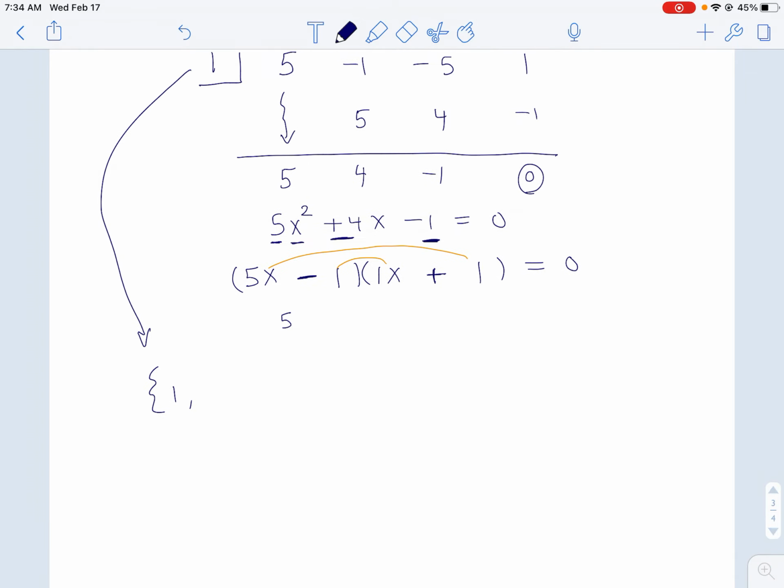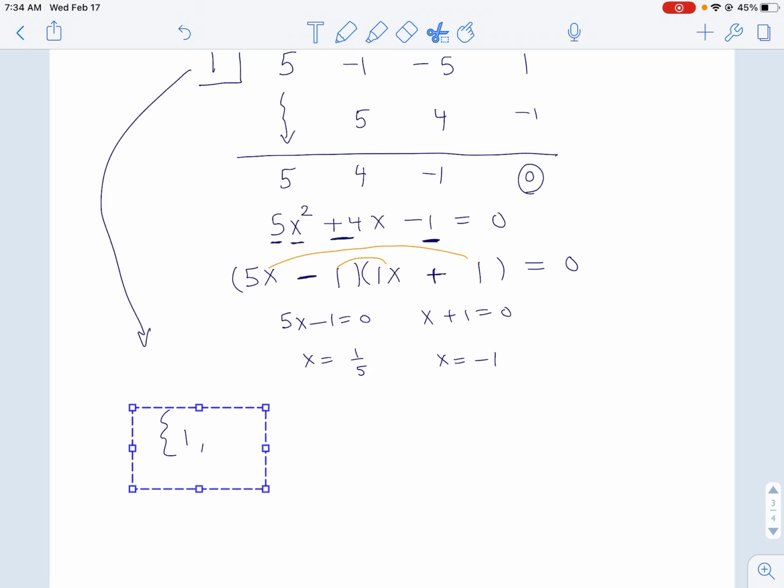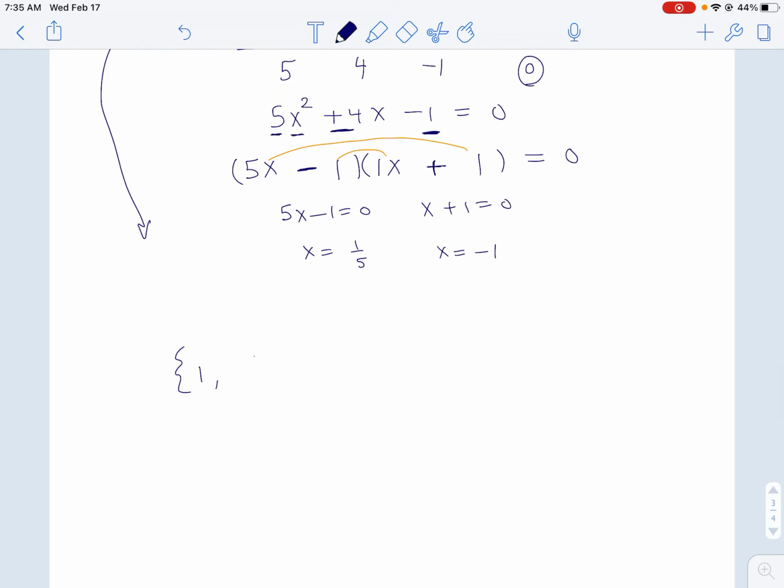So I know this looks a little bit tricky, but we set each of these to 0. And here I would get 1/5 as an answer. And here I would get -1. So if I was to write down all my answers, 1 was an answer. That was my original multiplier. 1/5 was an answer, and -1 was an answer.